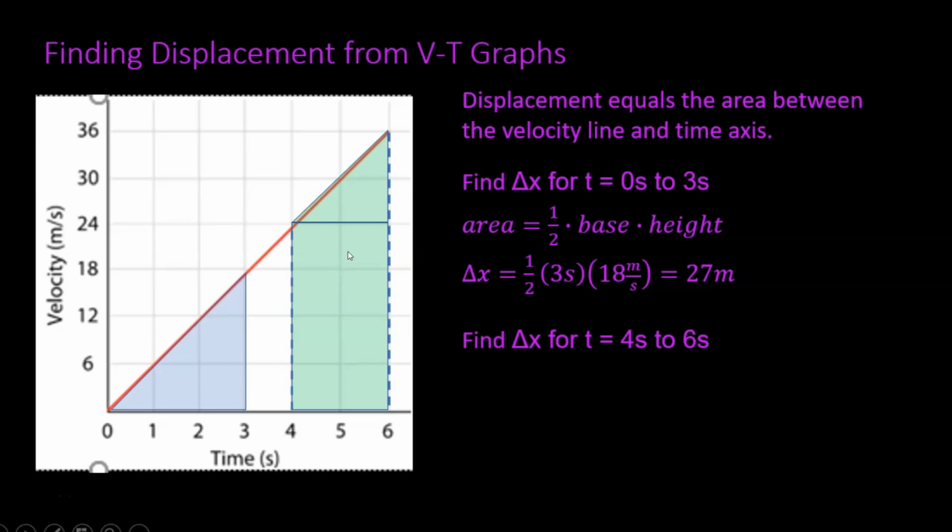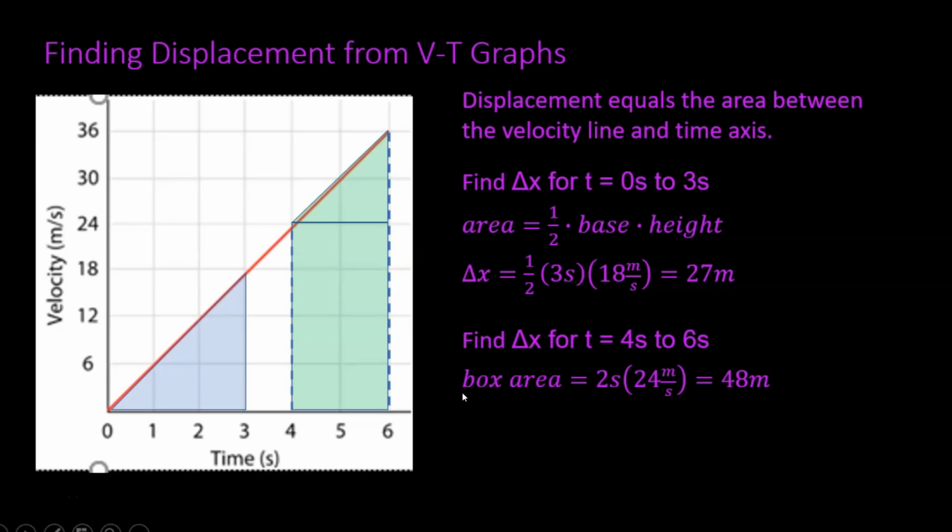I find it easier to break the trapezoid into a triangle and a rectangle because I remember what those area formulas are. First, let's go ahead for the box area, or in this case the rectangle, and find the area. The width of this box is 2 seconds. The height of the box is 24 meters per second, and we're left with a displacement of 48 meters.